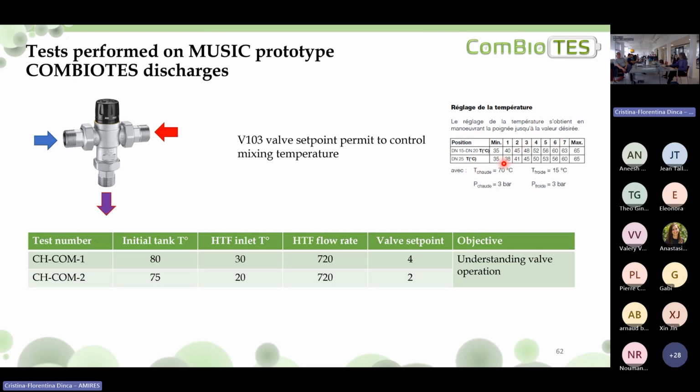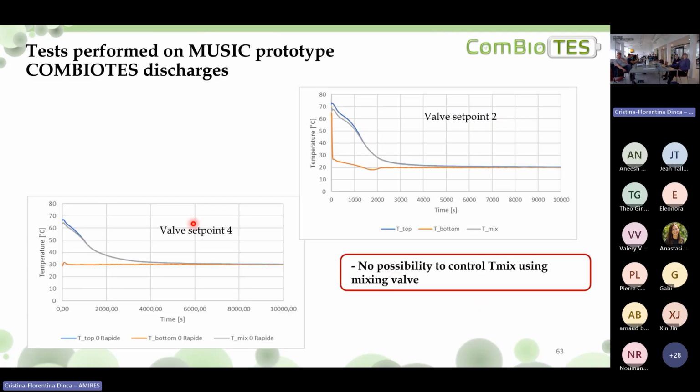It's in the specs of these components, and we did some tests modifying the set point of the valve. You can go from minimum to maximum, from 0 to 7, and we did some tests changing the set point of the valve. And actually, you have here two tests. In blue, it's the hot temperature. In orange, it's the cold temperature, so hot and cold inlet. And in gray, you have the mixed outlet. And it's not constant at all.